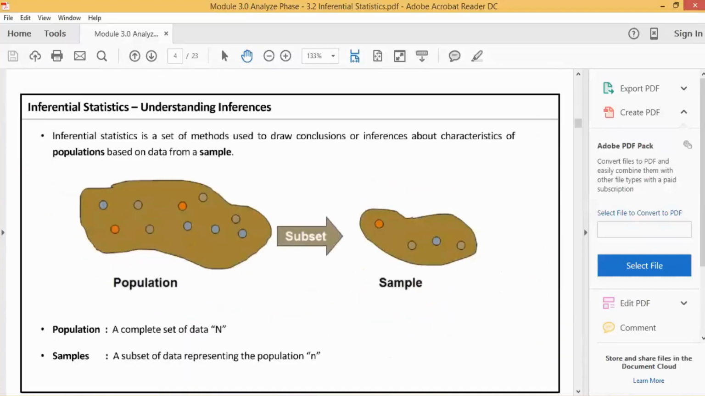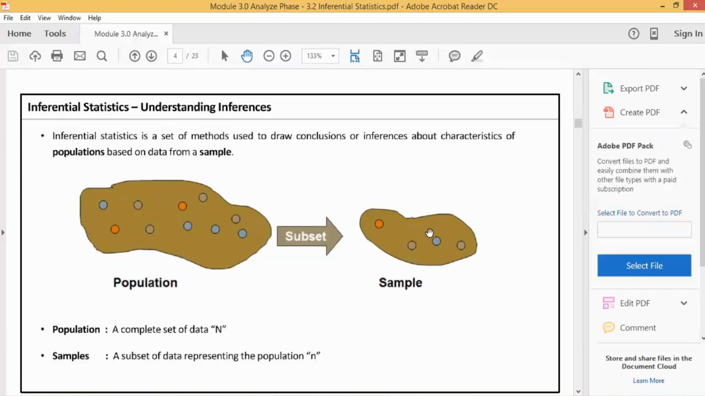See here, I told you, right? Inferential statistics is a set of methods used to draw conclusions or inferences about characteristics of a population based on data from a sample. See here, it's very simple from this diagram. Here is the population, right? And the subset is a sample.